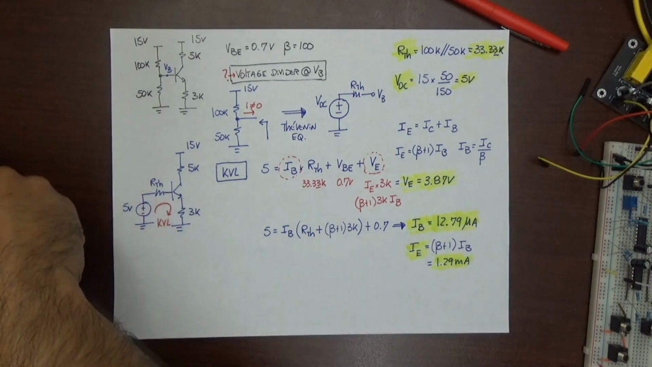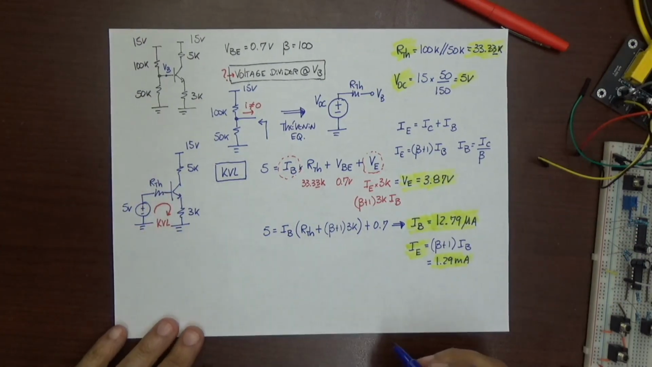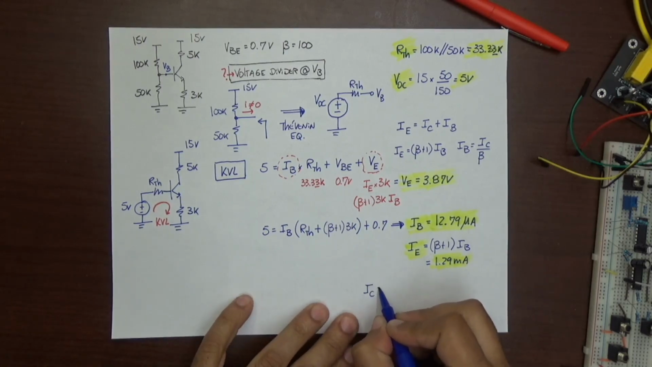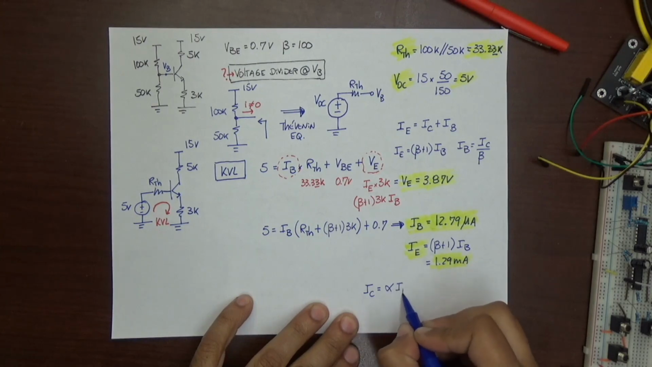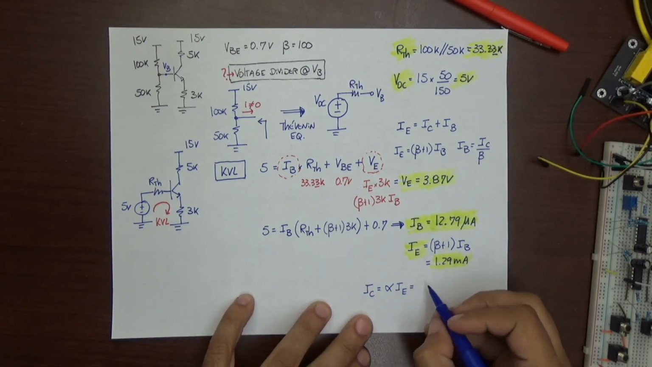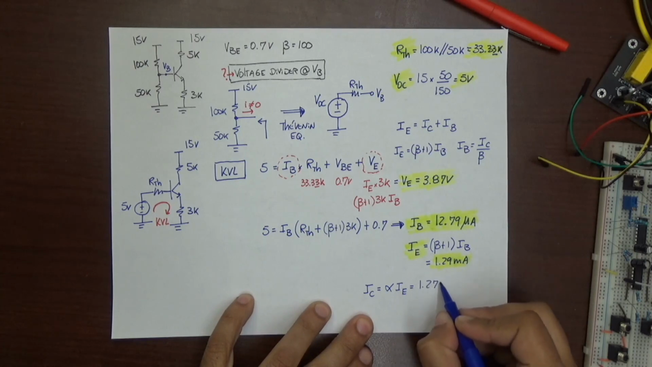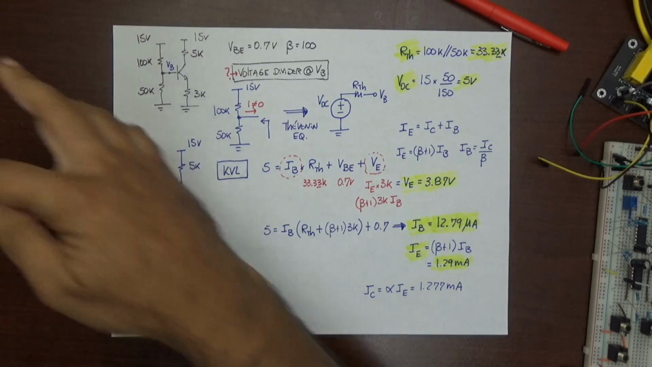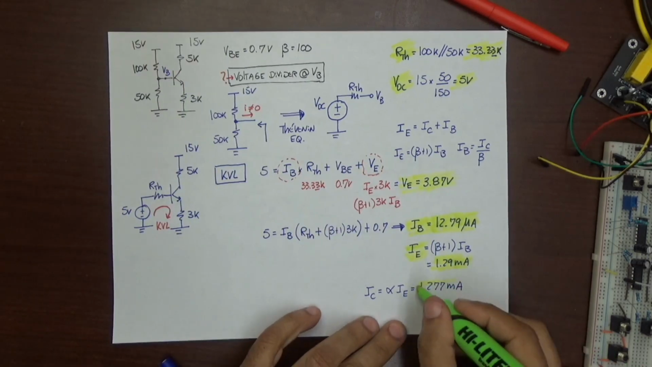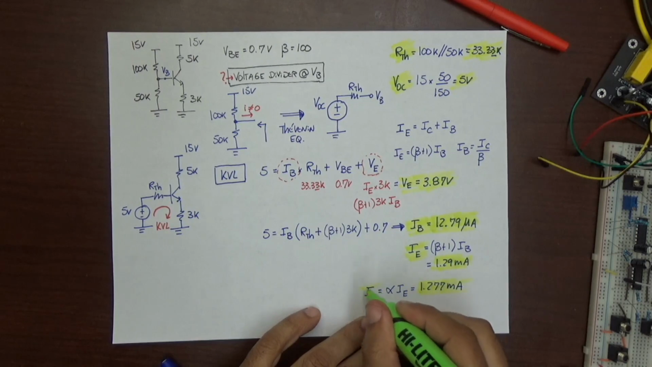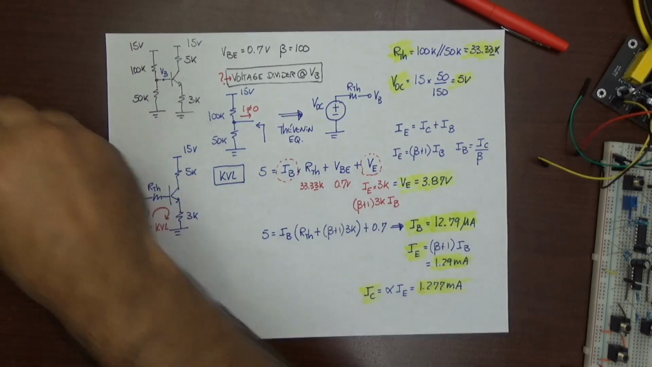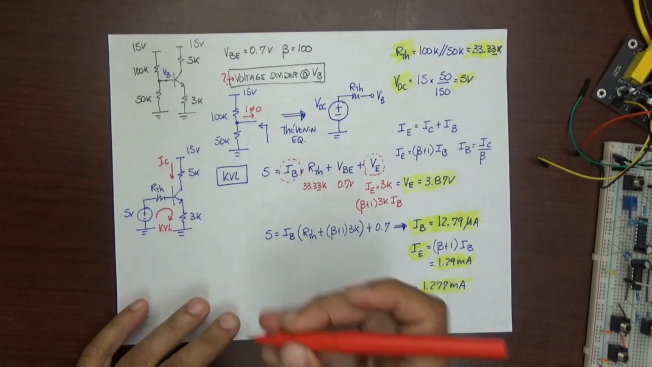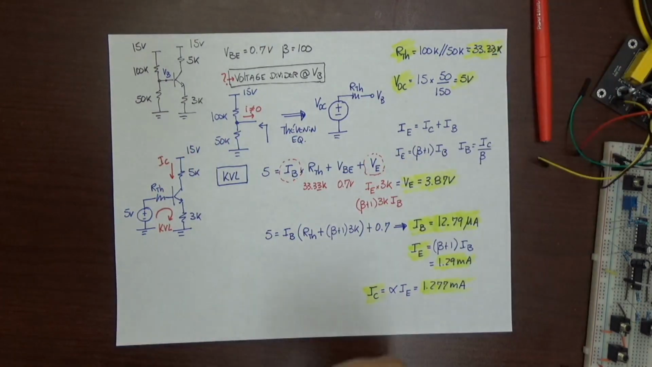All right, let's keep going and find now the current that flows through the collector. And I know that it's related with IE using the alpha parameter. And I get a current of 1.277 milliamps. All right, cool. So we know the current flowing through the collector, and I'm going to design that current in the circuit, and I can now apply Ohm's law across the 5K resistor to find VC.